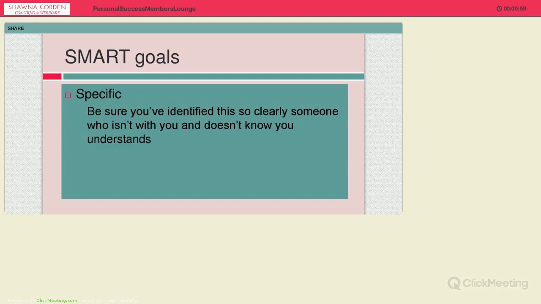So specific is that you've identified something so clearly that someone who doesn't know you or understand your particular goal would be able to read it and say, yes, that's very clear. It might be a geography, it might be a distance, it might be the number of times you complete something, it might be the scope of the activity itself. So whether it's finding a new job, losing 10 pounds, running a marathon, those are all really specific.